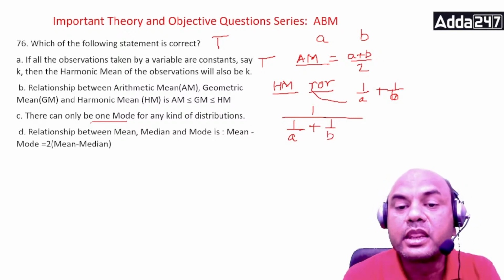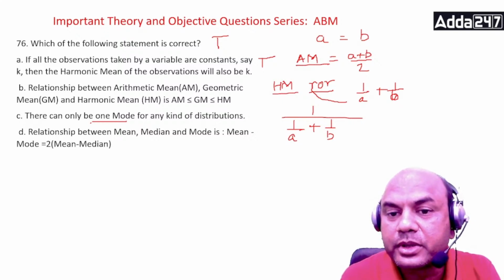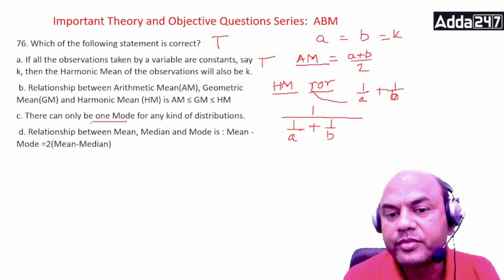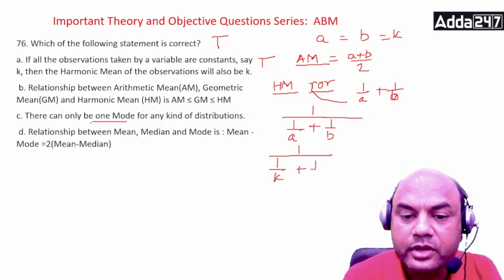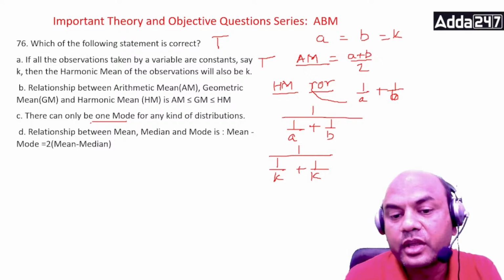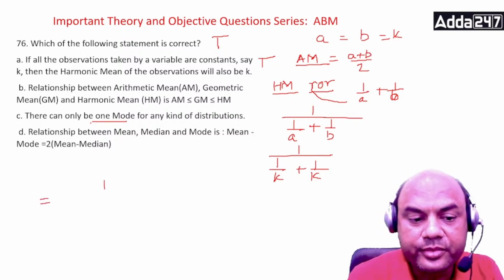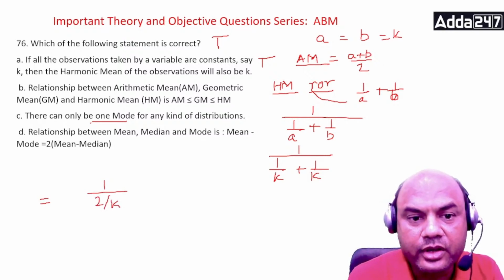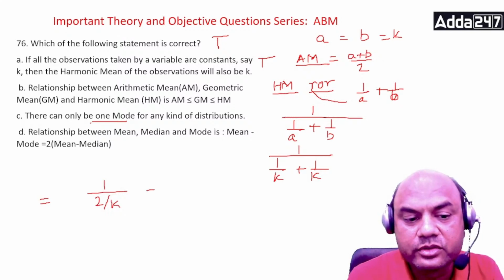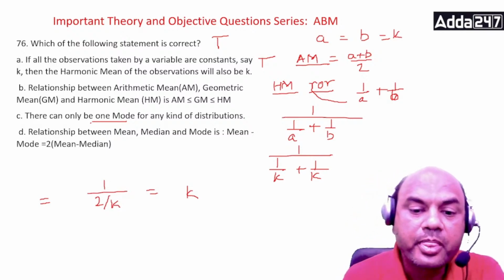Now what is the question? The question is this, both A and B are K. So A equals B equals K. So what will be my answer now? 1 upon (1 upon K plus 1 upon K). If you add this, what will you get? It is 1 upon, 1 plus 1 is 2, 2 upon K. And then this K goes up, so K over here in the numerator.